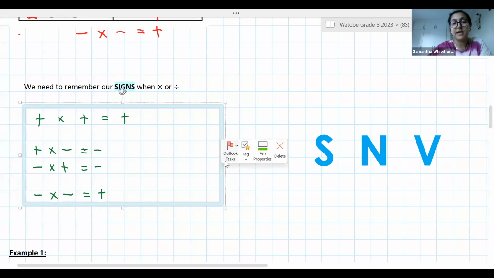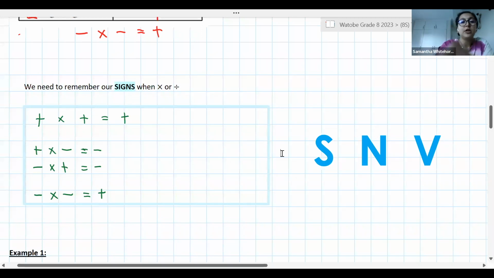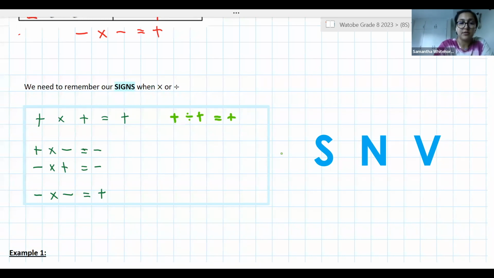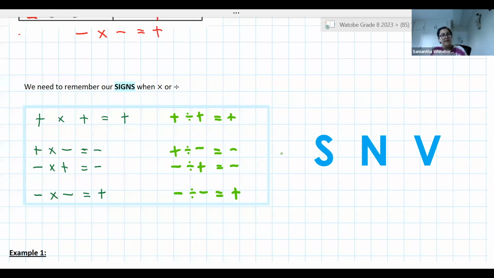Right now, like I've said, the same rules apply for division. So if I'm saying a positive divided by a positive, I get a positive. If I'm saying a positive divided by a negative, or a negative divided by a positive, I'm going to get a negative. And finally, a negative divided by a negative still gives me a positive. So the rules are exactly the same for multiplication and division. As long as you remember positive, positive is a positive, negative, negative is a positive, negative, positive is negative, you will be absolutely fine.